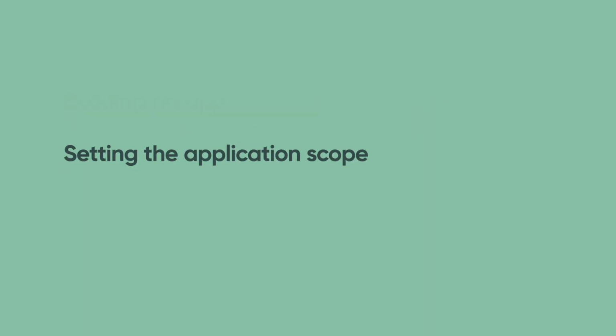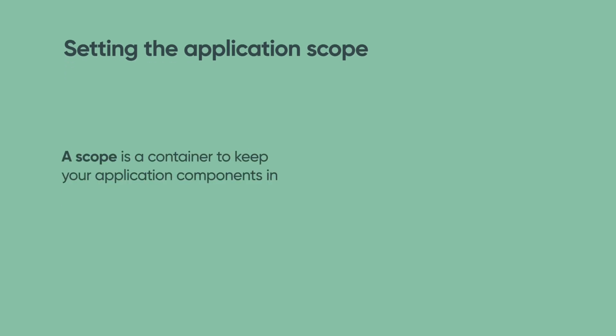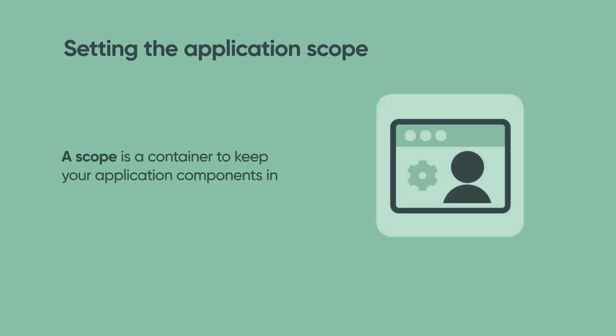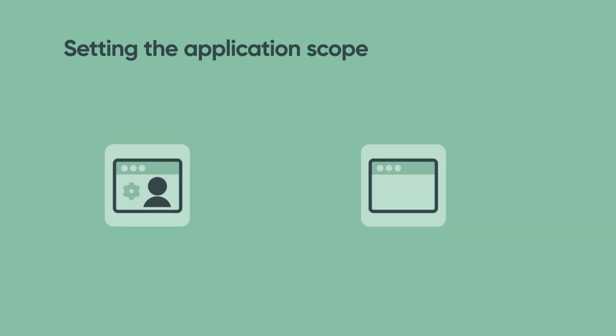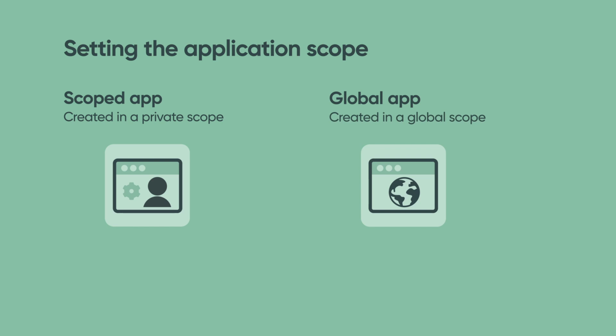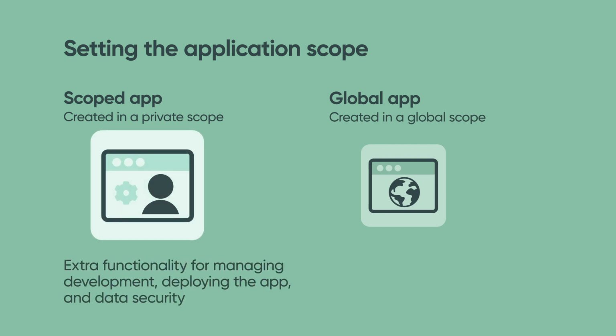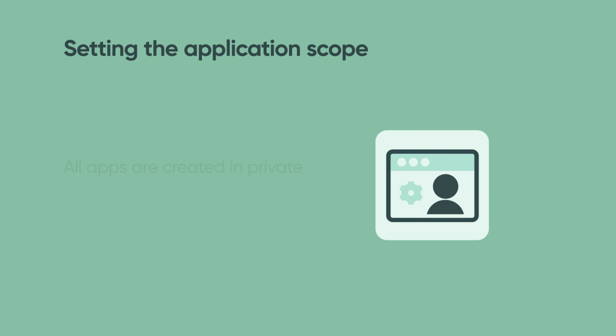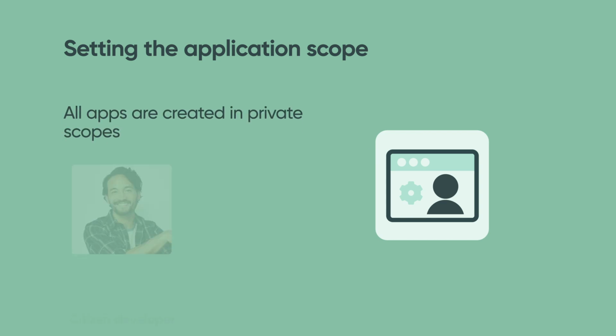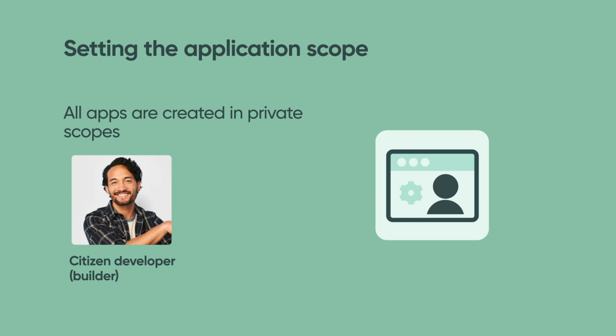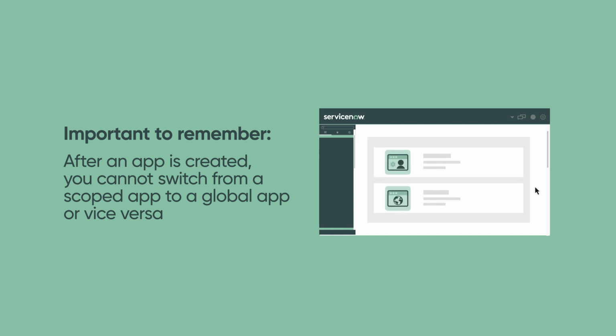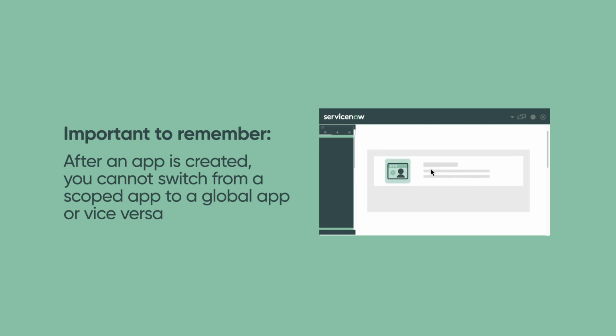The first decision is the scope of the application. A scope is basically a container to keep your application components in. When you create an app, you can create it in a private scope, called a scoped app, or in the global scope, called a global app. Scoped apps get extra functionality for managing development, deploying the app, and data security. By default, all apps are created in a private scope, because typically citizen developers or builders should work with scoped apps rather than the global app. And here's something important to remember. After an app is created, you cannot switch from a scoped app to a global app or vice versa.